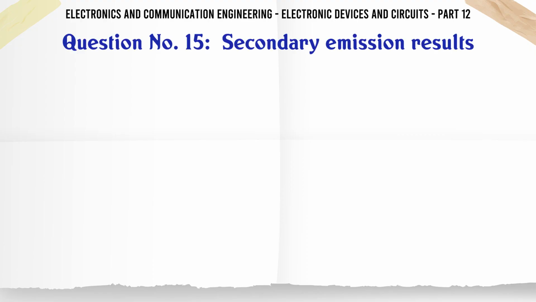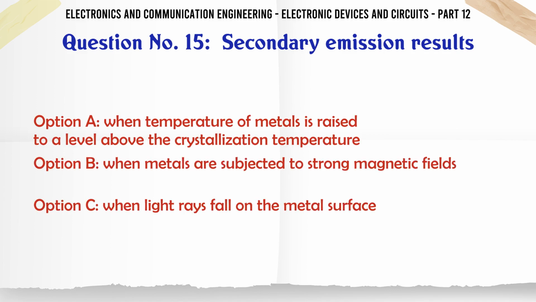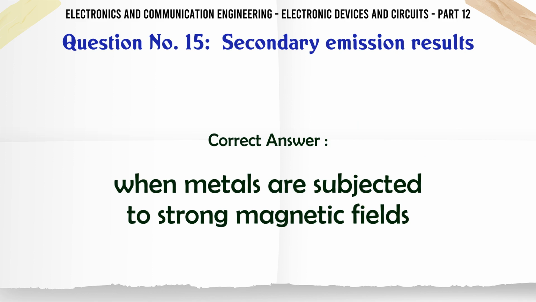Secondary emission results A. When temperature of metals is raised to a level above the crystallization temperature, B. When metals are subjected to strong magnetic fields, C. When light rays fall on the metal surface, D. When a high velocity beam of electrons strikes a metal surface. The correct answer is when metals are subjected to strong magnetic fields.